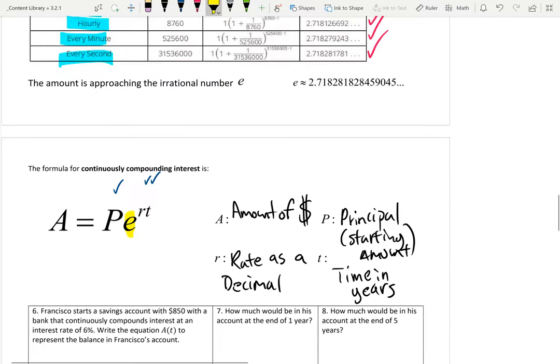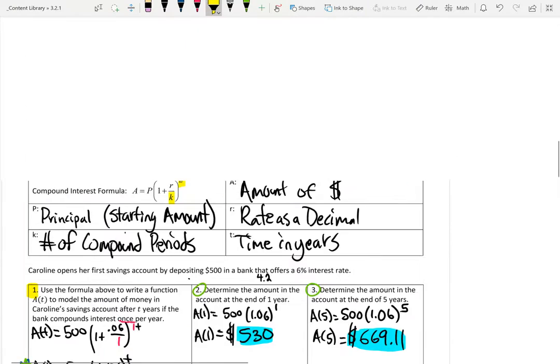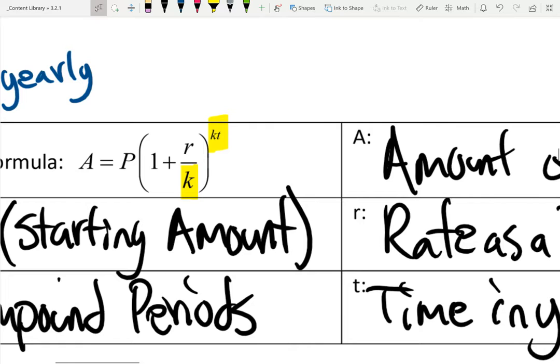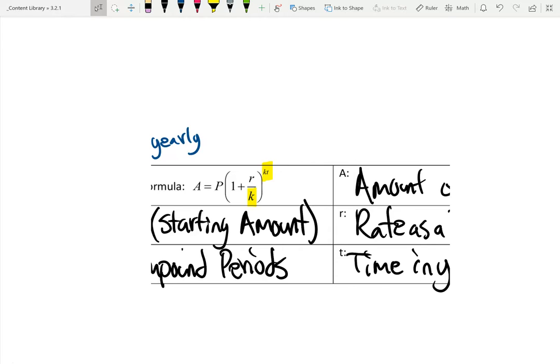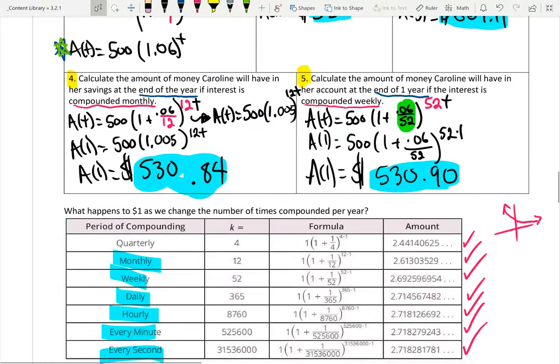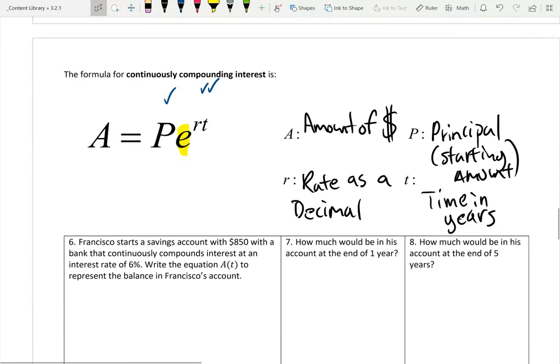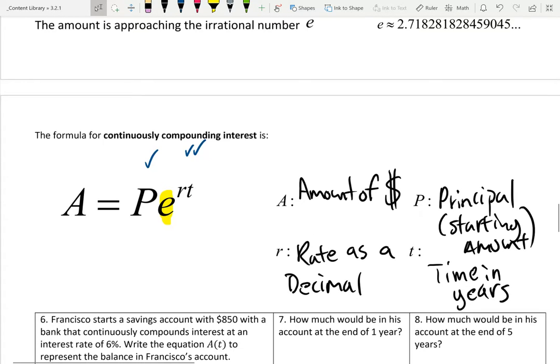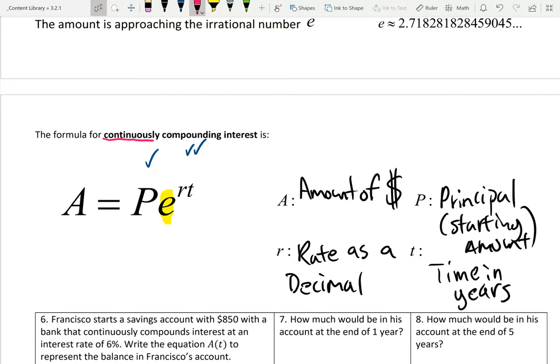Essentially what E is, E is this part. E is the R divided by K that's being added to 1. And since it approaches this number, I can just save some time and just use E instead, because it's only going to be a difference of cents. So this is our formula. We're going to use it for whenever a situation calls us to continuously compound something. Otherwise, we're going to use our other formula.